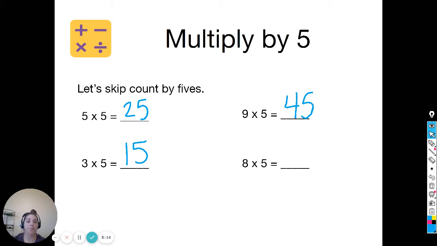8 times 5. Okay? So this is where counting backwards in our fluency really helps us out, because if we're going from 9 to 8, we're counting backwards one time. So let's start at 45 and go backwards one time, which is 40. So 8 times 5 is 40. And if that's hard for you, you can still count by 5s 8 times. 5, 10, 15, 20, 25, 30, 35, 40. 8 times 5 is 40.